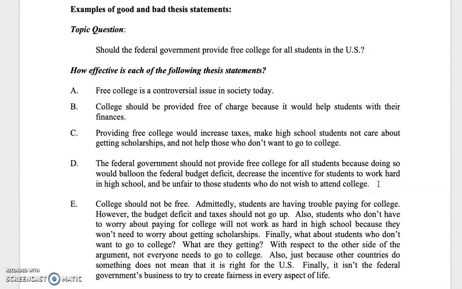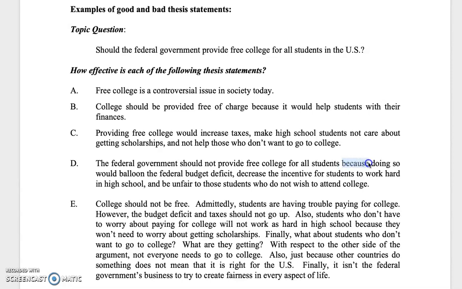All right, D. D is the best thesis statement here. It has a clear stance, right? The federal government should not provide free college for all students. So that's a clear stance. It's using should not, which makes it very clear which side it's on. And so there's no question what the stance is on the issue of free college.